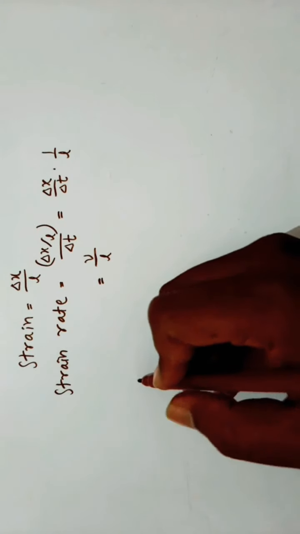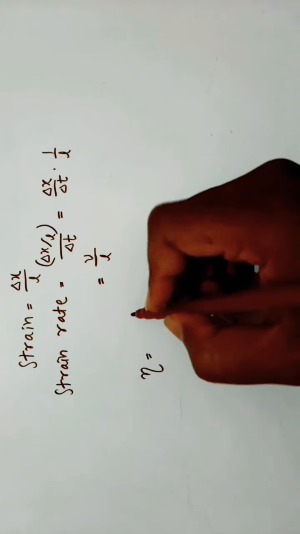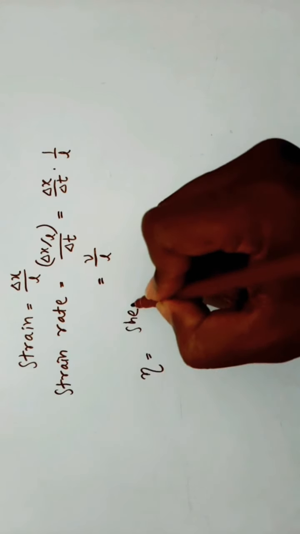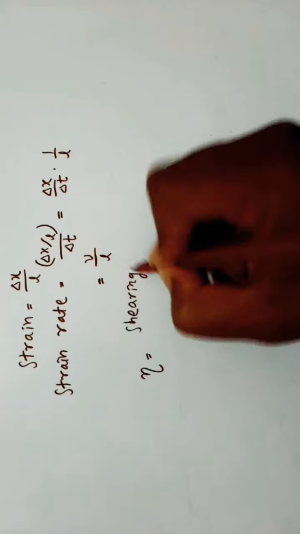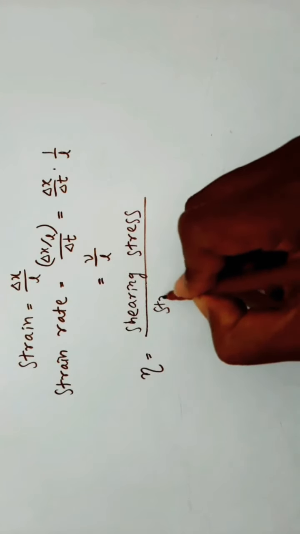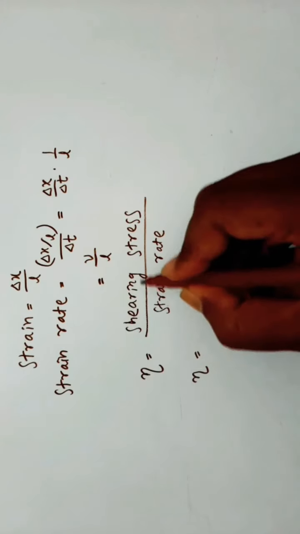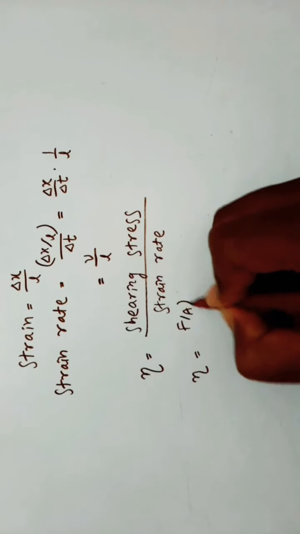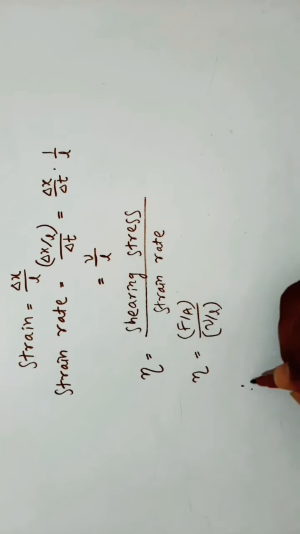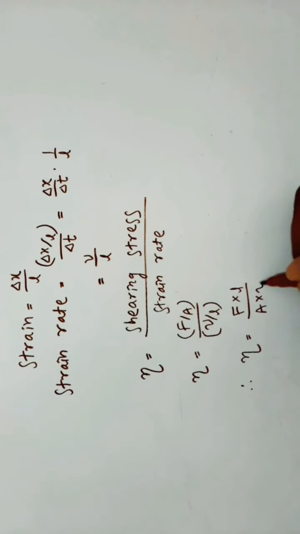By the definition, coefficient of viscosity eta is equal to the ratio of shearing stress to strain rate. So here eta is equal to shearing stress, which we know is force per area. Strain rate is V by L. So from this we can write eta is equal to F into L by A into V.